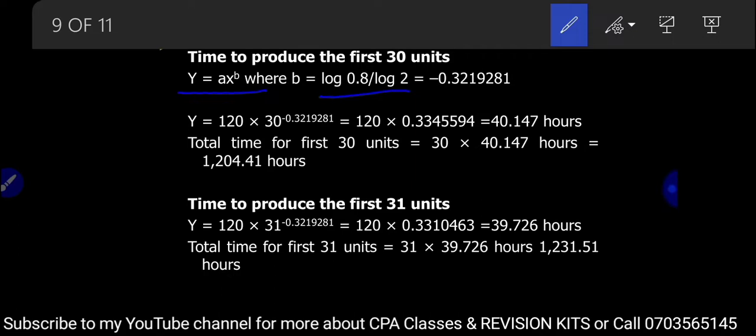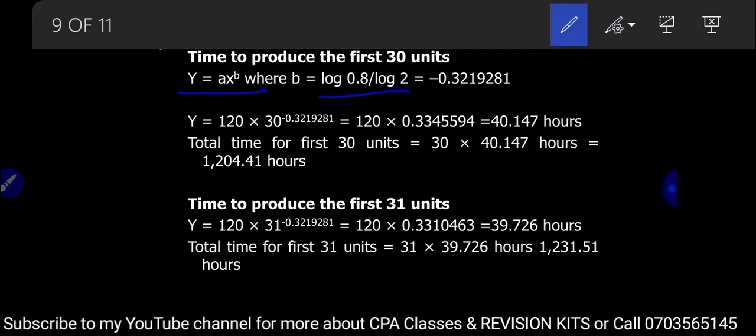So y, that is the cumulative average time taken to produce the 30 units. Our a, that is the time taken to produce the very first unit, is 120. Then x, that is the cumulative number of units, is 30. Then we already have our value of b. So the cumulative average time taken is 40.147 hours. That is the time taken on average to produce each unit out of the 30 units.